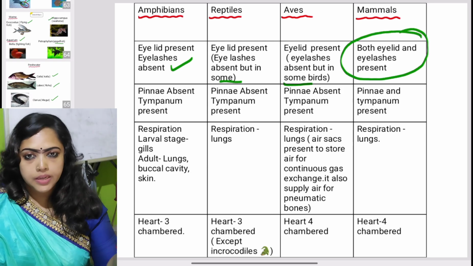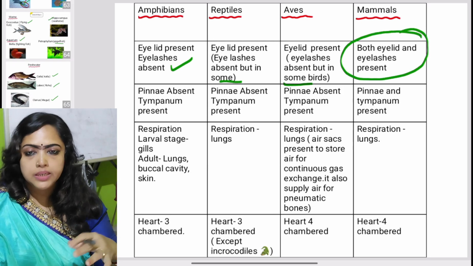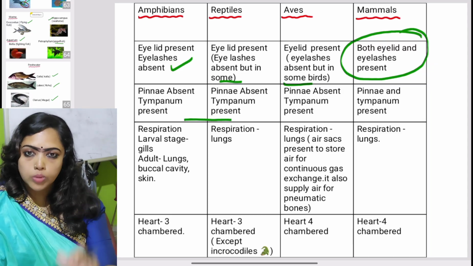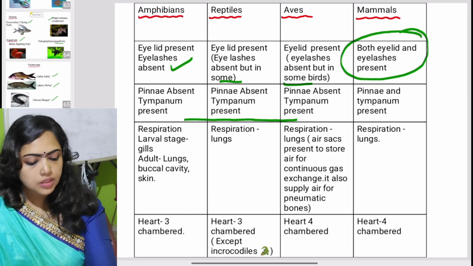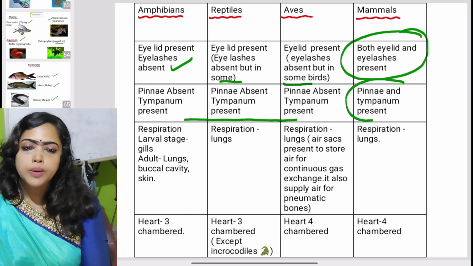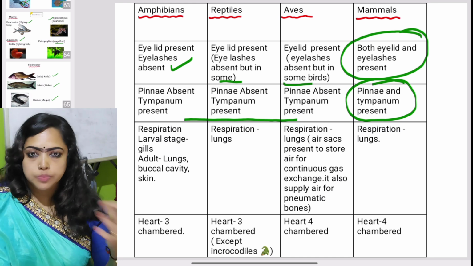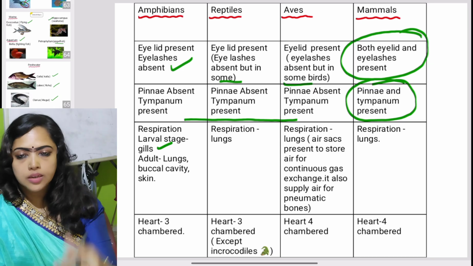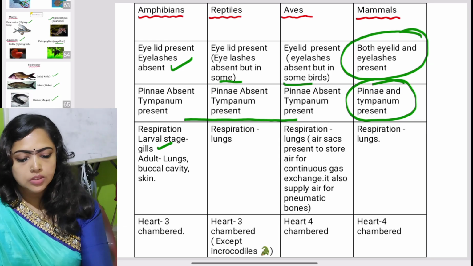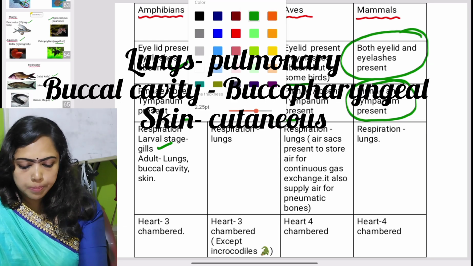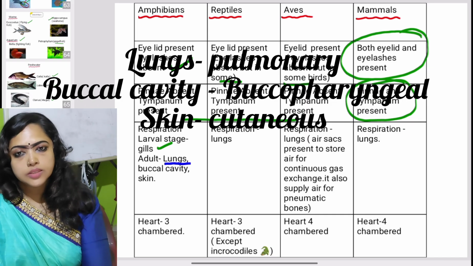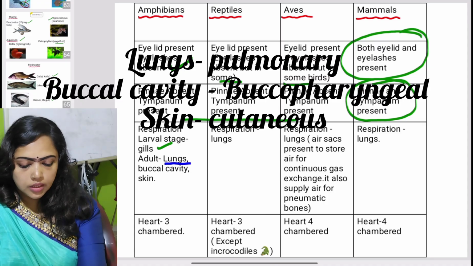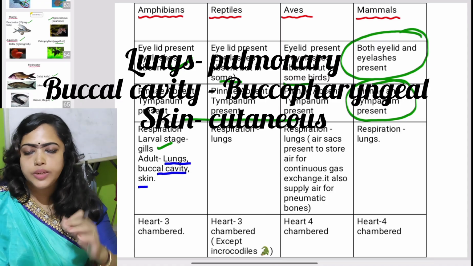Then about external ear or pinnae, pinnae is absent but tympanum is present in amphibians, reptiles and aves. But both tympanum and pinnae is present in what, which group, mammals. Then about respiration, amphibians during larval stage, gill respiration, and in adult stage 3 types of respiration. One is with the help of lungs called pulmonary, and the next is with the help of buccal cavity, called buccopharyngeal respiration, and the third one with the help of skin called what, cutaneous respiration.